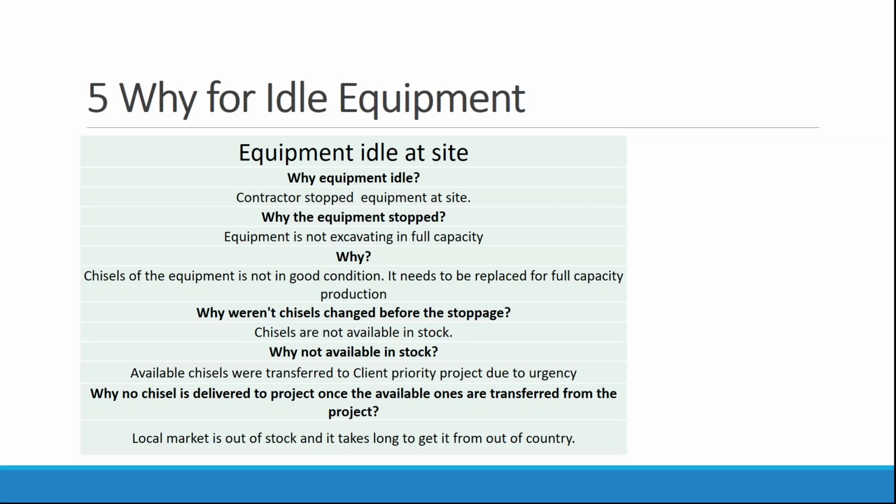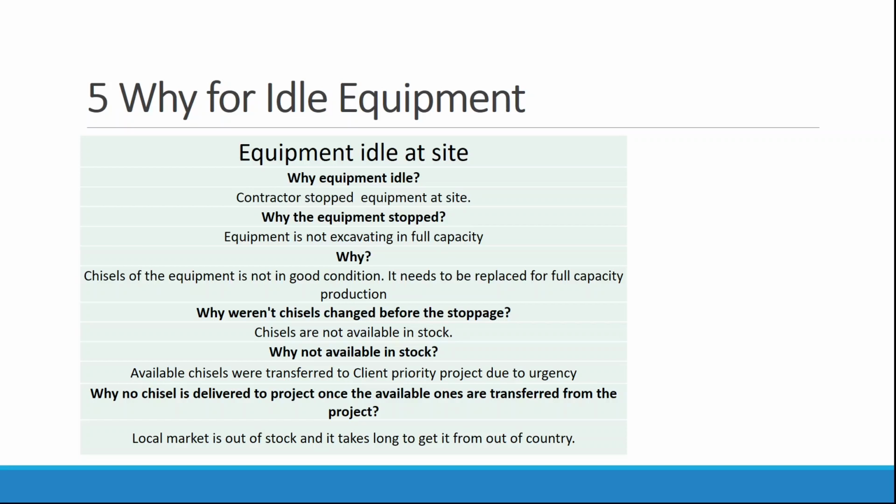Then, why weren't chisels changed before the stoppage? Why there was no proactive solution to this matter? The answer is because chisels are not available in stock. So this matter is linked with spare part availability. Question comes, why not available in stock? Chisels were available, but available chisels were transferred to another project due to priority of company.